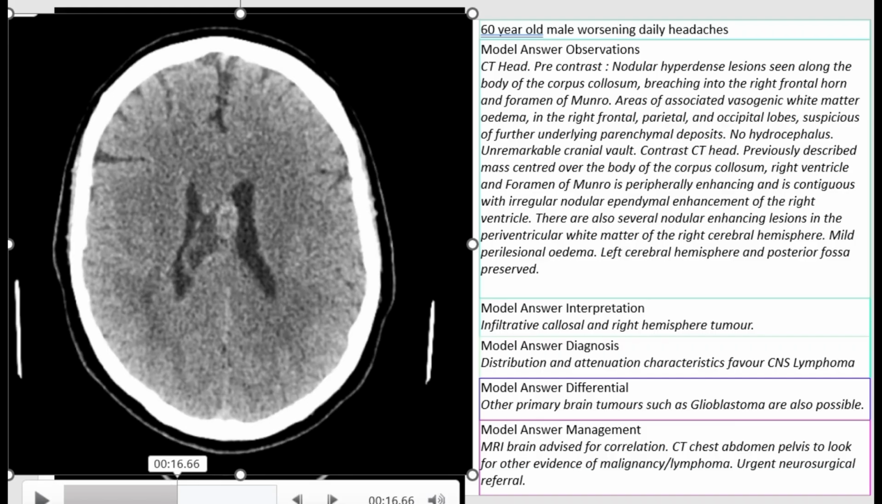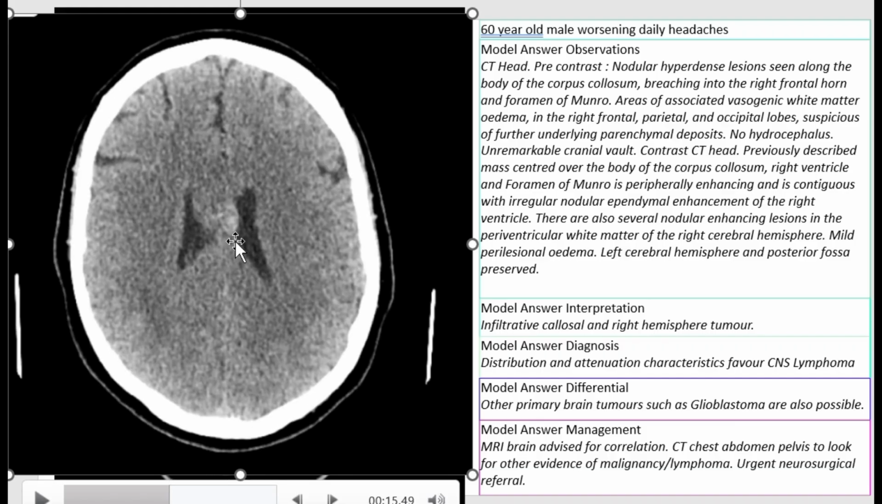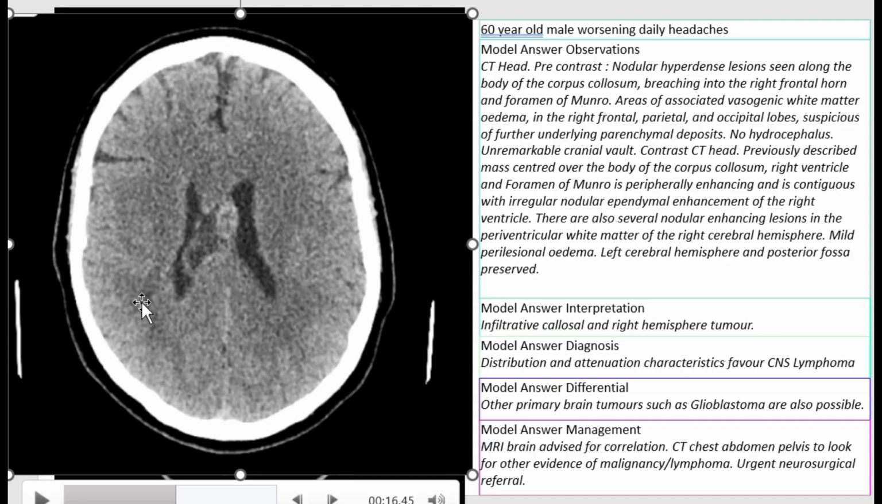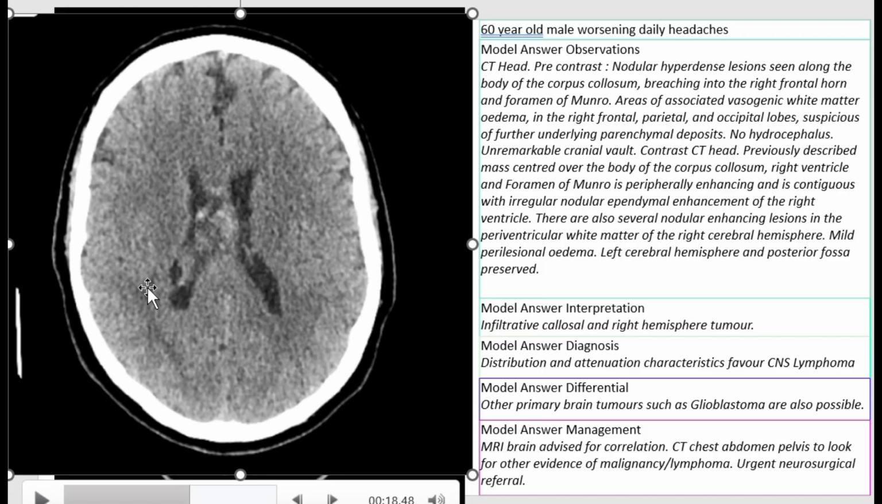At the level of the bodies of the lateral ventricle, the anterior half is formed by the frontal lobe and the posterior half is formed by the parietal. So here, this is the frontal lobe and this is the parietal lobe. This area of vasogenic white matter edema is seen in the right parietal lobe. Still the right parietal lobe. Okay, right parietal lobe. We are still at the level of the bodies of the lateral ventricle.